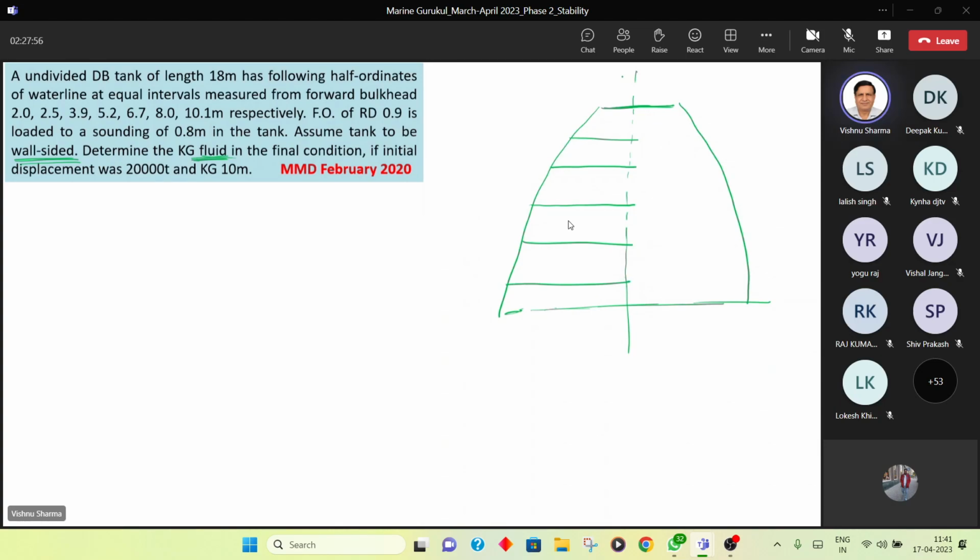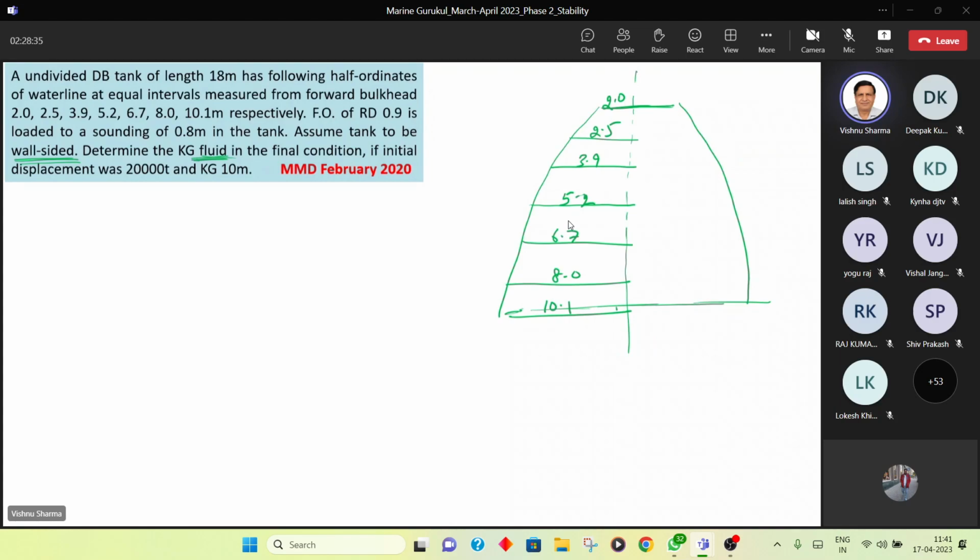Okay. This is the center line of the tank. It need not be the center line of the ship, but this is the center line of the tank. This is the free surface, or the surface of the tank at some level. And these half breadths are 2 meters, 2.5, 3.9, 5.2, 6.7, 8 meters, and lastly 10.1. Guys, is the diagram clear to everybody? Yes, sir.